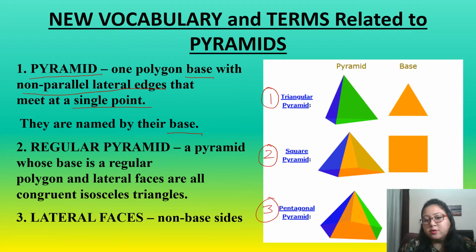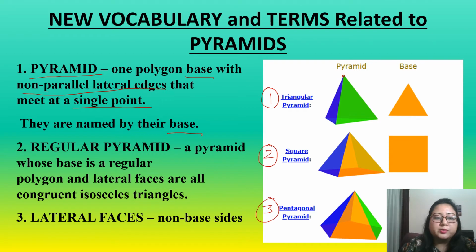So as you see in all of these three examples of different types of pyramid, the non-parallel edges, so it is this triangle and the one which is behind this, all of them are meeting at the single point, which is the top point. So that is what a pyramid is all about.